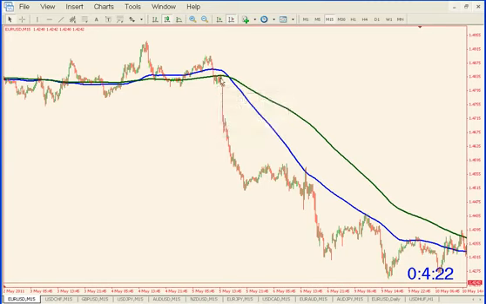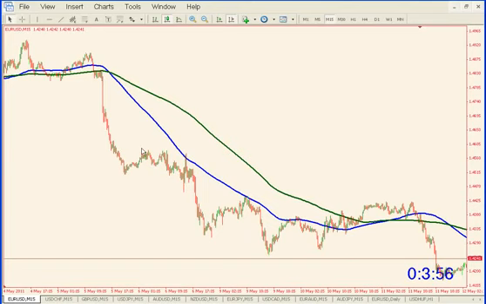After it tests that 200, it broke it, went on down, and then the market ranged for a little while, hit the 100 bar moving average. It was another chance for you to get short again, and it went down, came back around, tested the 100 again, another chance for you to get short again, boom. And then here we go, hits the 200 again, boom. These were all reasons for you to stay in the trade. No reason to get out of the trade.